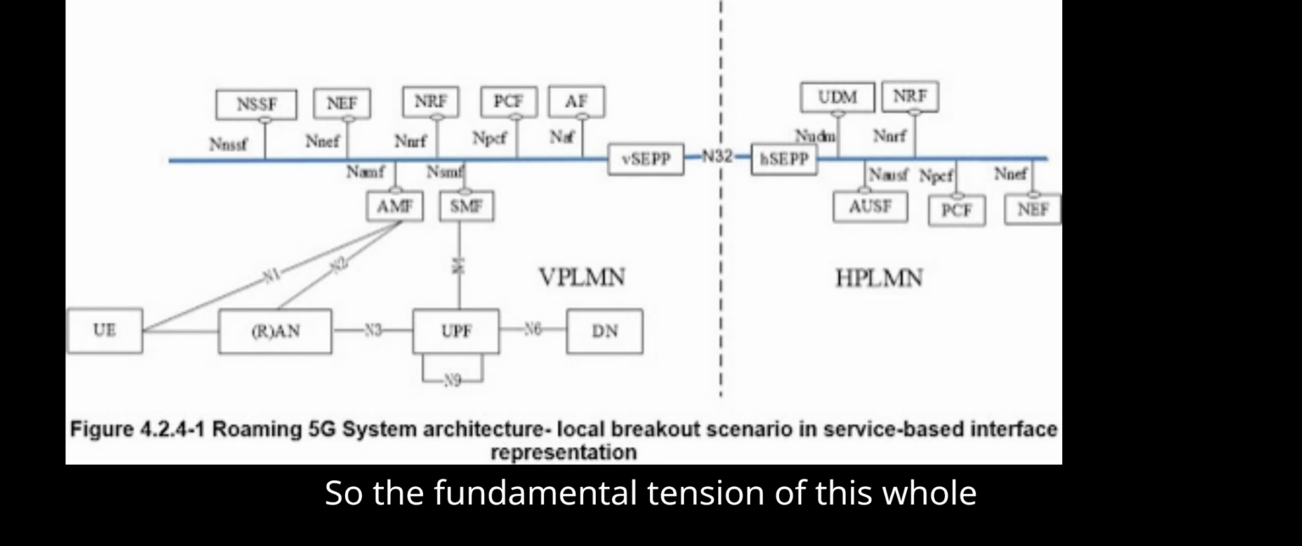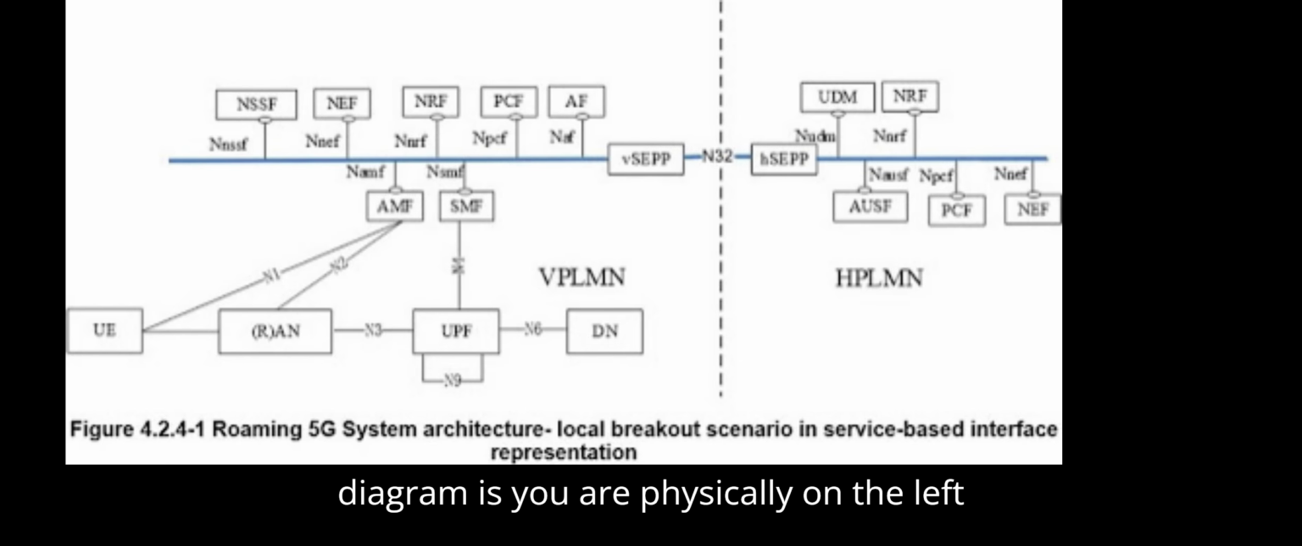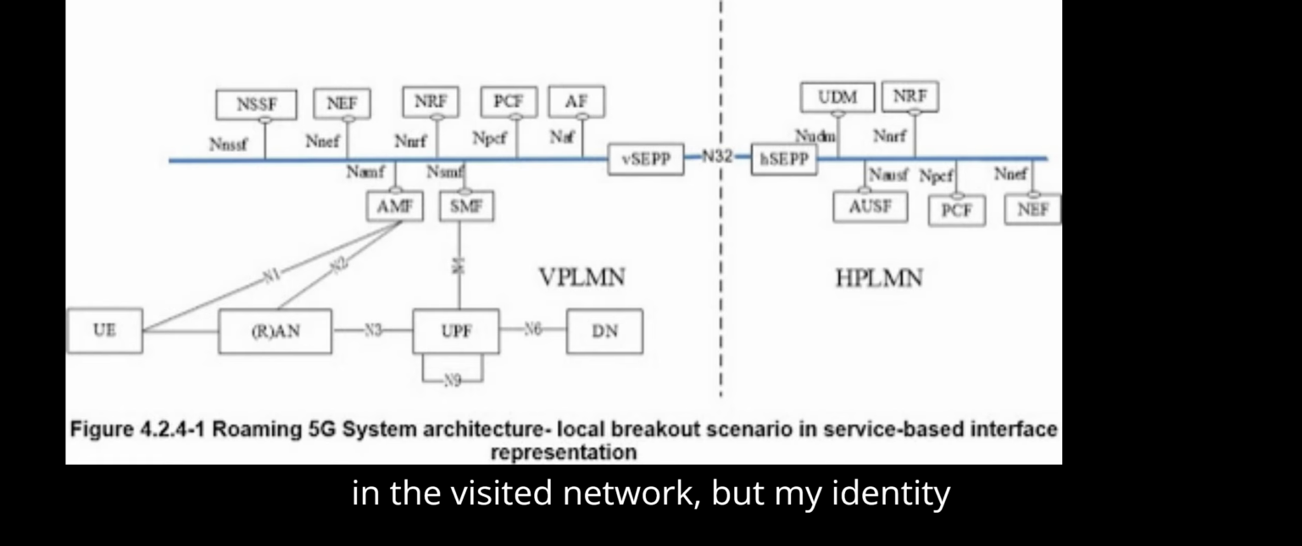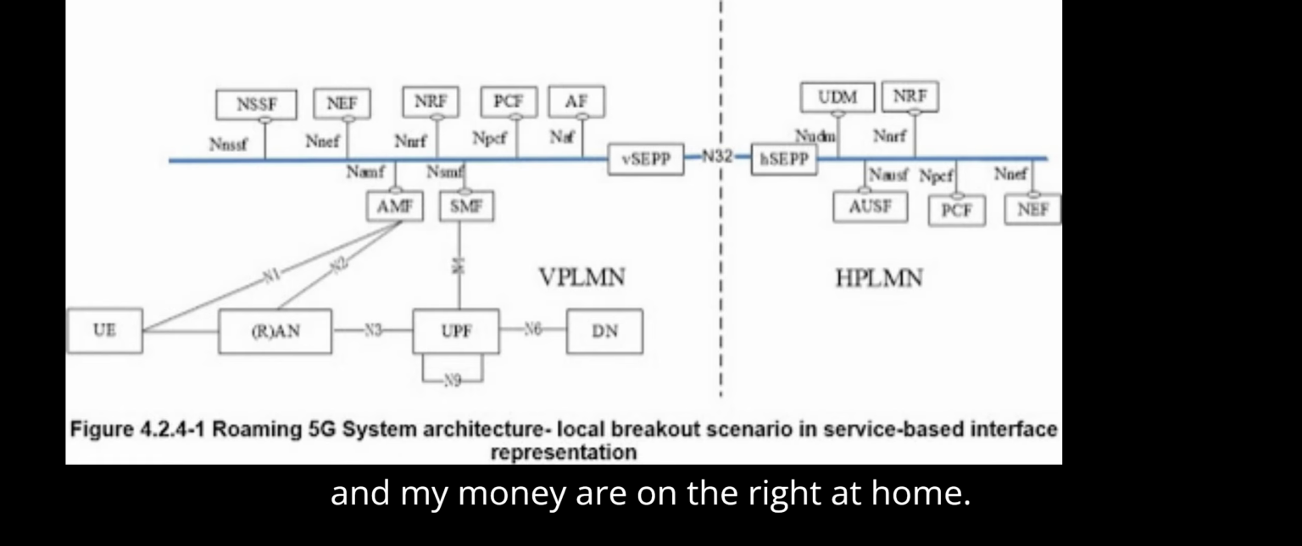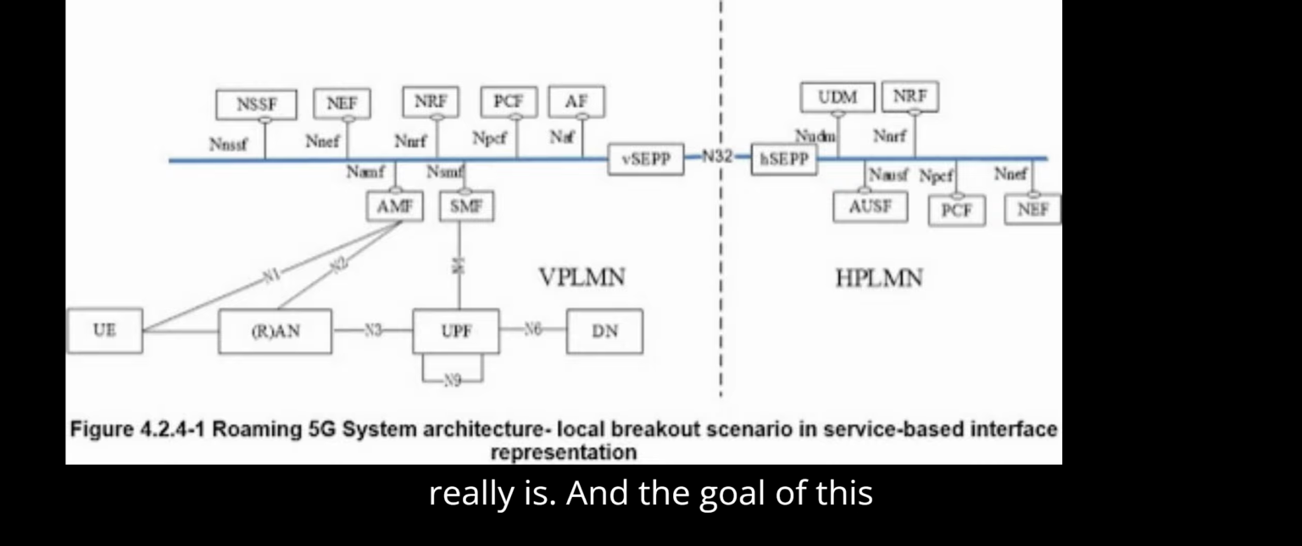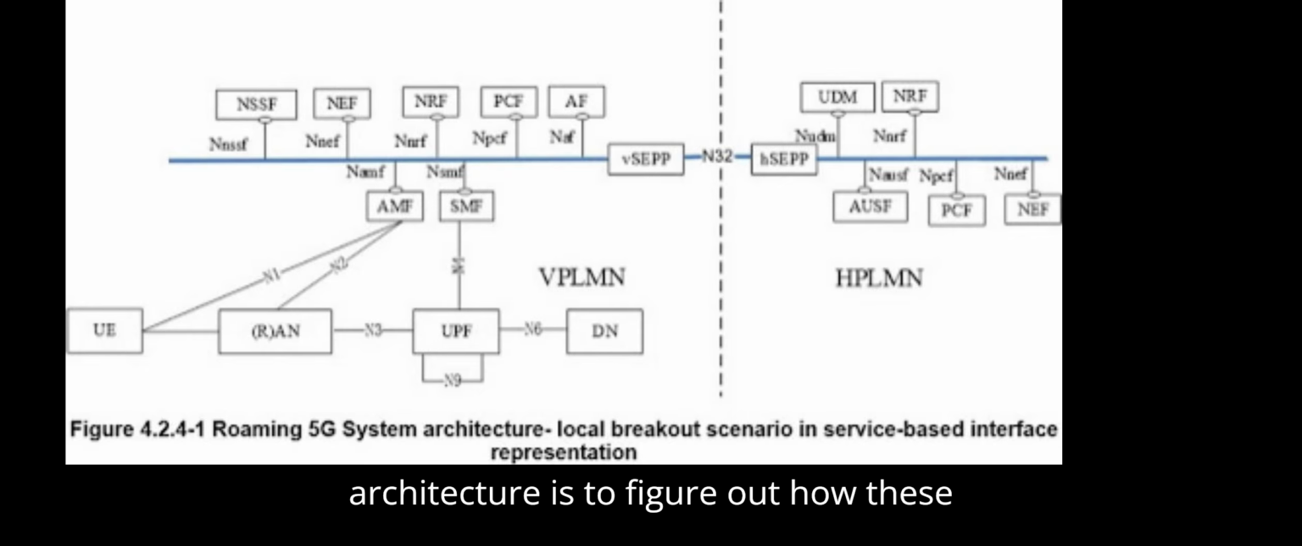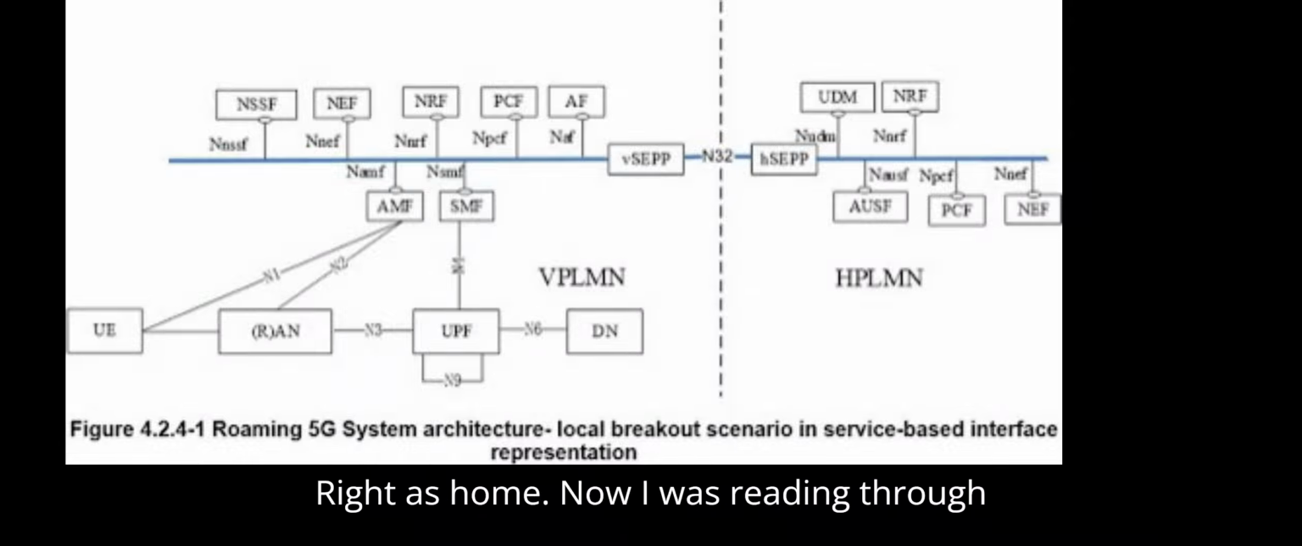So the fundamental tension of this whole diagram is you are physically on the left in the visited network. But my identity and my money are on the right, at home. It's a long-distance relationship. It really is. And the goal of this architecture is to figure out how these two massive, likely competing companies can talk to each other so fast that you don't even notice the gap. Okay, so we've got the geography. Left is visited, right is home.